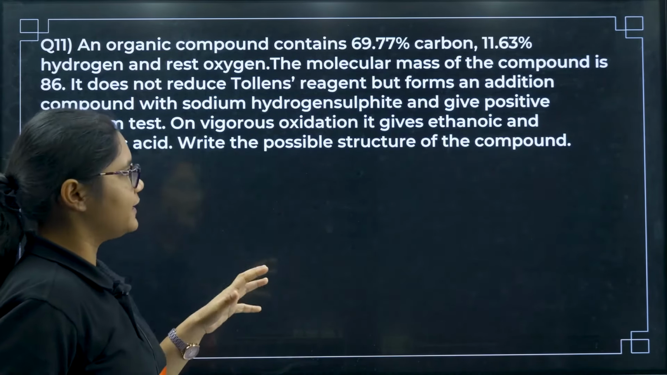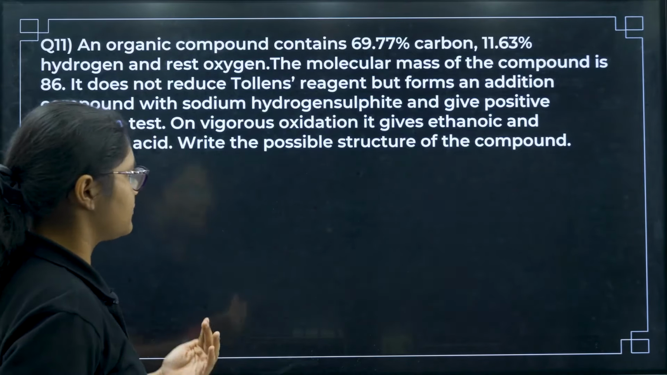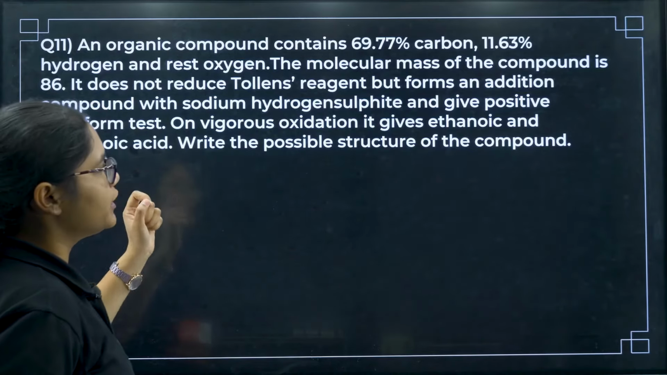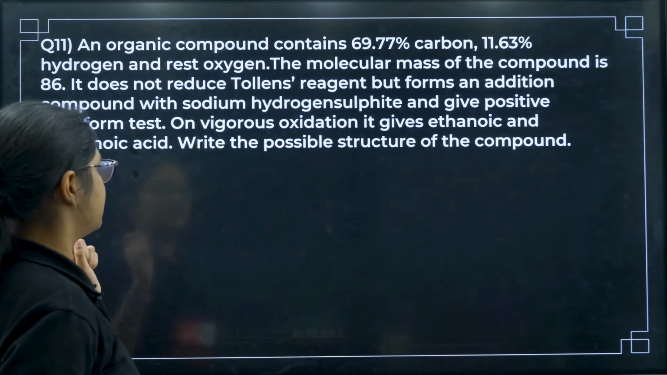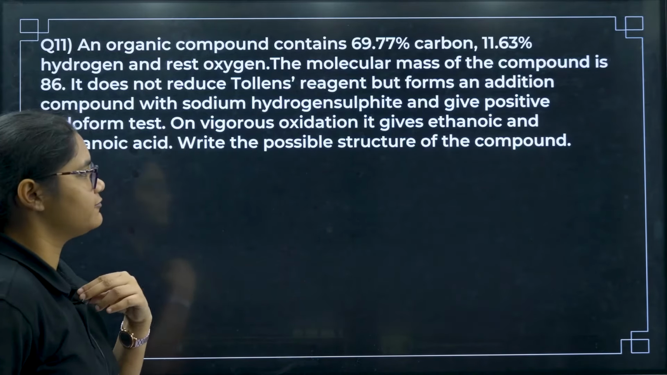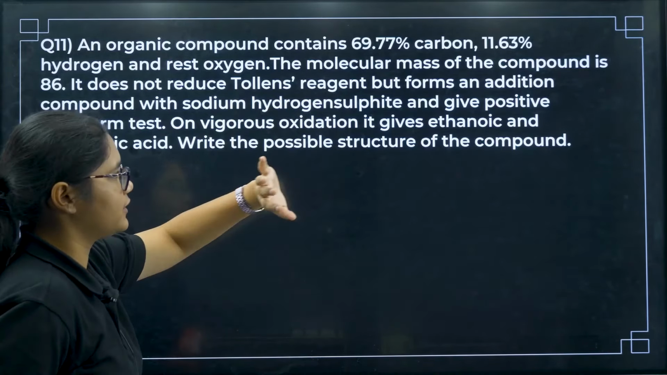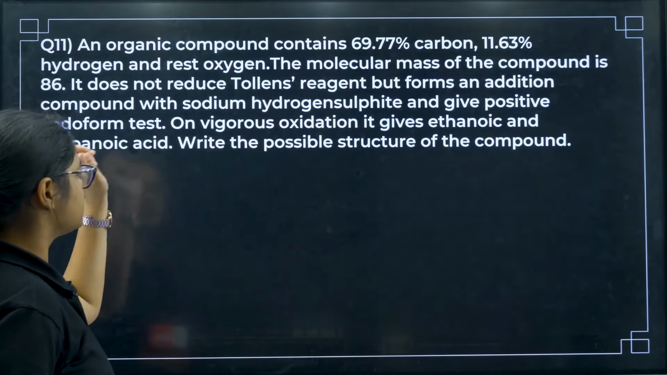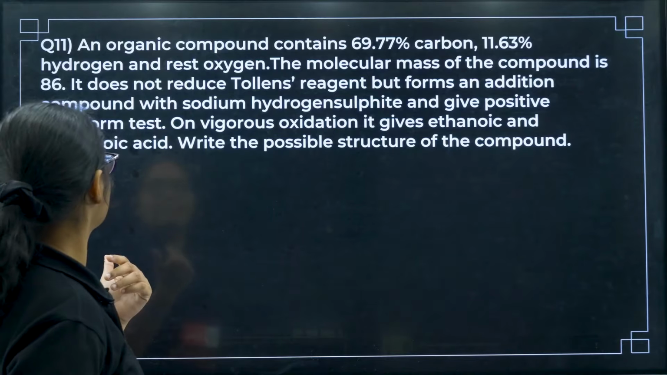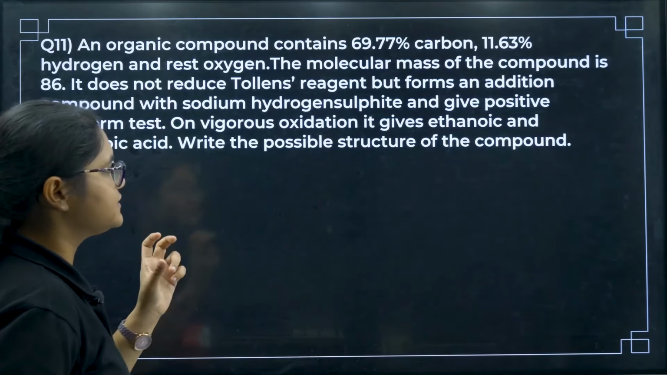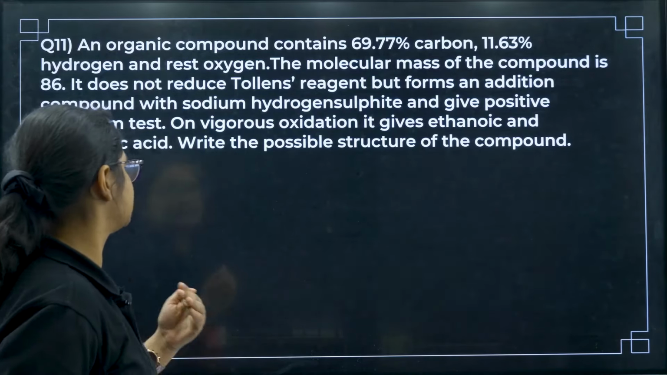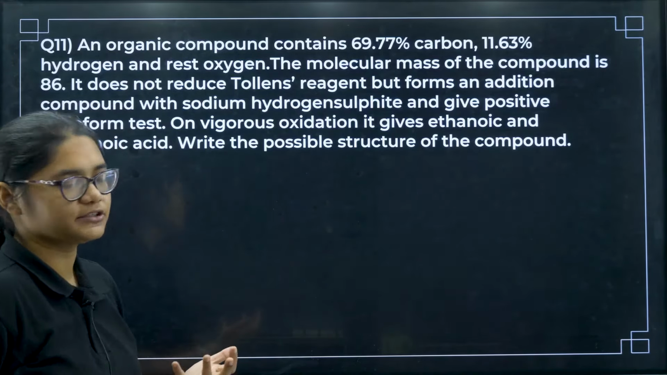An organic compound contains 69.77% of carbon, 11.63% of hydrogen and the rest is oxygen. The molecular mass of the compound is 86. It does not reduce Tollens reagent but forms an addition compound with sodium hydrogen sulfite. So it is not an aldehyde because it does not react with Tollens reagent. It gives a positive iodoform test, which means it should have the CH3CO group. On vigorous oxidation, it gives ethanoic acid and propanoic acid. Write the possible structure of the compound.